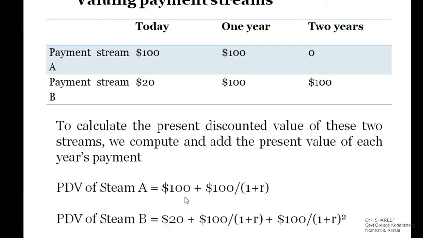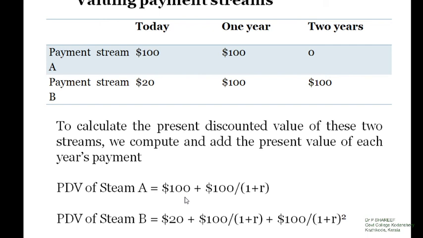Now, we can compare different payment streams on the basis of net present value. Here, two streams of payment are given. Payment stream A will get $100 today, $100 1 year after, and thus total $200. The payment stream B offers $20 today, $100 1 year after, and $100 2 years after.